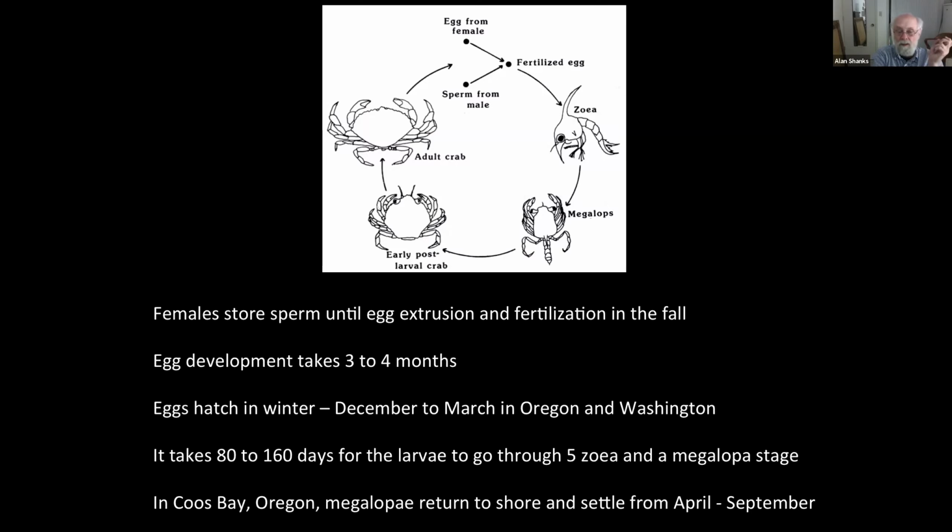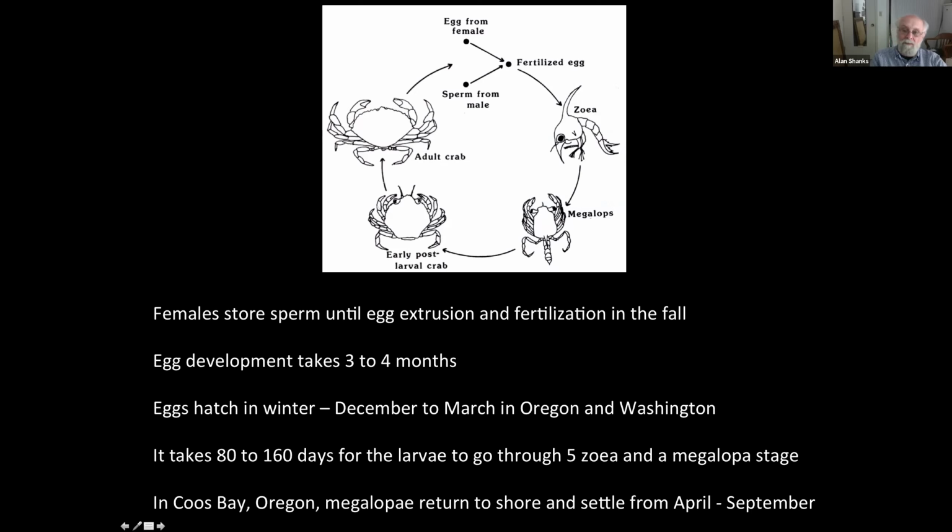The larval period is about 80 to 160 days, and the larvae go through 5 zoea stages. This is a zoea here, and then molt into something called a megalope. This is a megalope down here. The megalope looks a lot like a crab, except that they have the abdomen folded out and they can swim. And these guys swim really well. These guys can cruise at 40 centimeters a second.